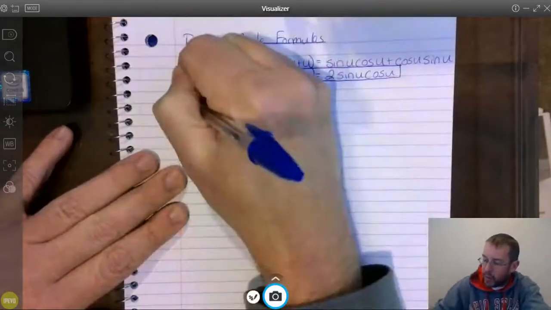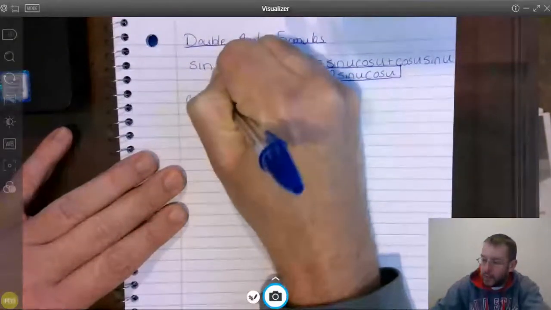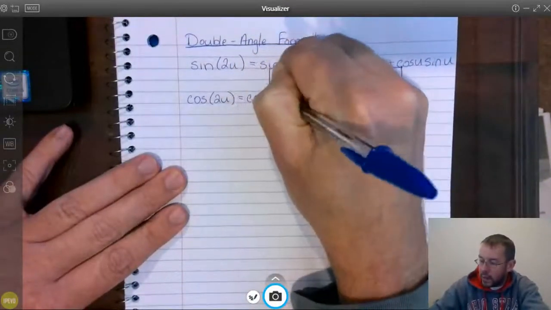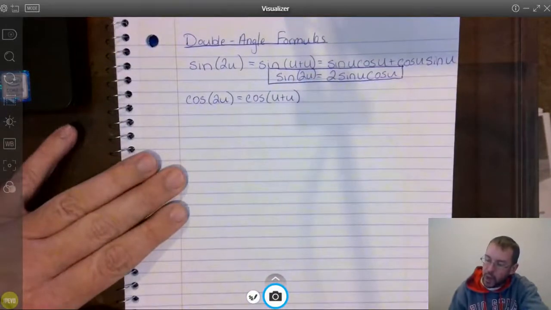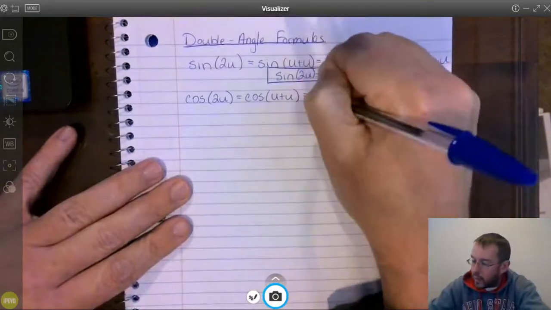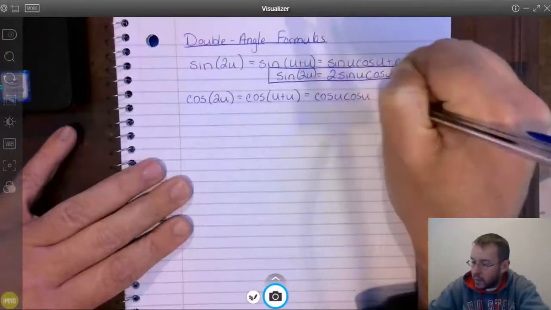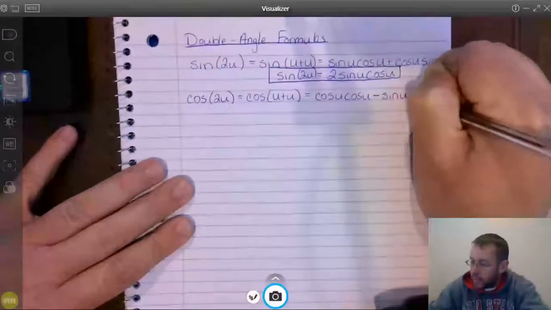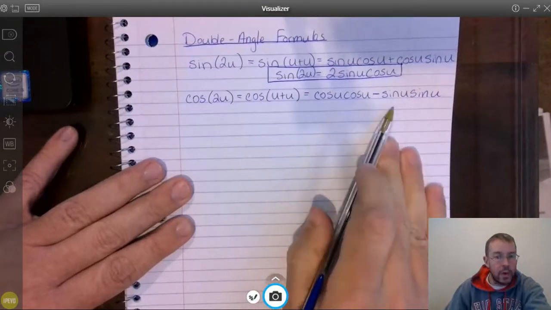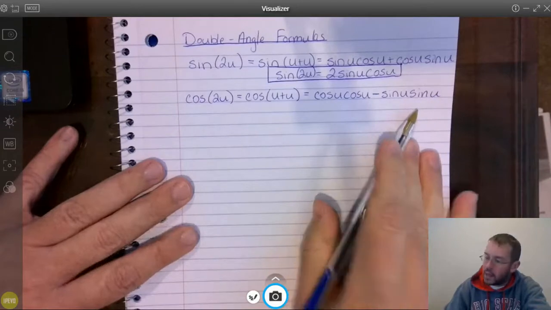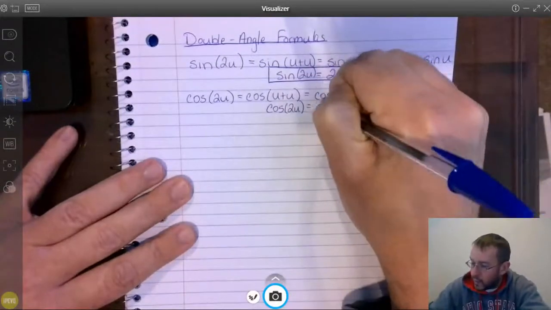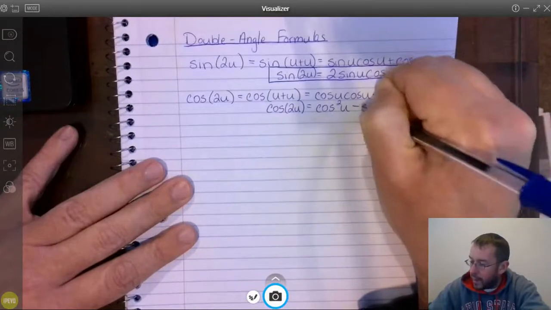Next we'll move on to cosine. If we have cosine of 2u, similarly, we could rewrite that as cosine of u plus u. If we plug that into our sum formula for cosine, we would get cosine u cosine u minus sine u sine u. Cosine u times cosine u is simply cosine squared u, and sine u times sine u is simply sine squared u. So cosine of 2u is equal to cosine squared u minus sine squared u.